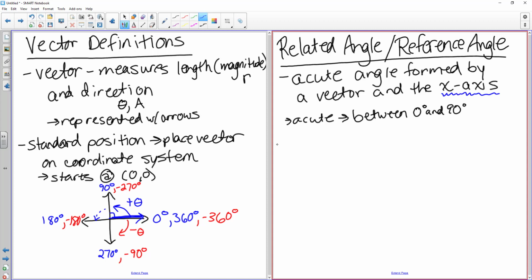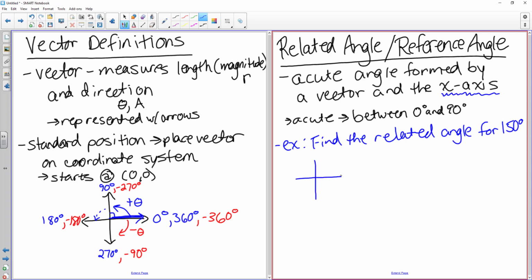So let's say, for example, I want to find the related angle for 150 degrees. I'm going to sketch this out. 150 degrees would be in quadrant 2 because it's between 90 and 180. So maybe about here. The related angle is the acute angle formed by the vector and the x-axis. Here's the vector, here's the x-axis. If 150 is right here and 180 is the straight line, we're looking for the difference of those. So 180 minus 150 gets me 30 degrees.